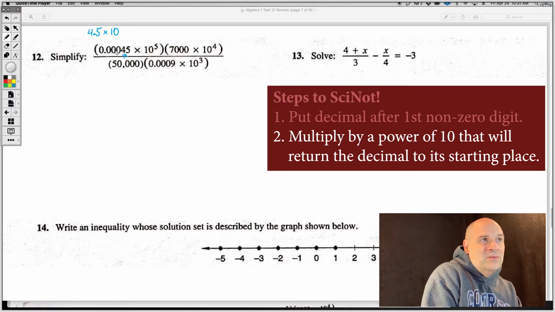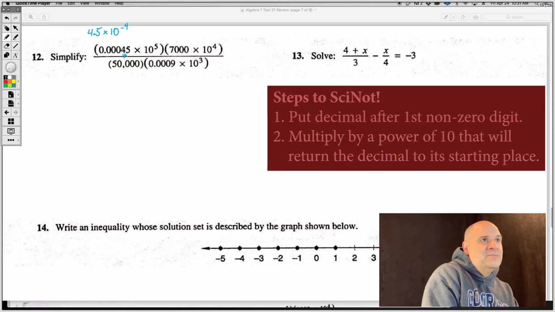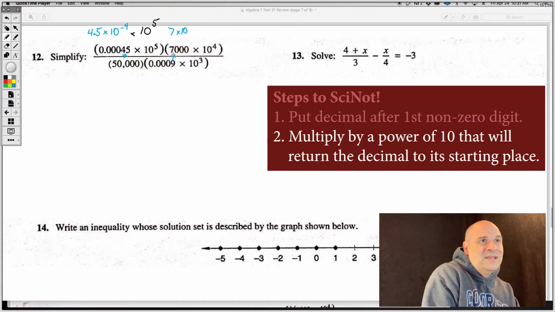So 1, 2, 3, 4 to the left. So that's negative 4. This is all still times 10 to the fifth. All right, but let's change this guy. How do you write 7,000? Well, put the decimal after the first non-zero digit, so 7 or 7.0. Then multiply by a power of 10 that will get you back to where it started. It's right there. So 3 to the right. And that's all still times this 10 to the fourth.